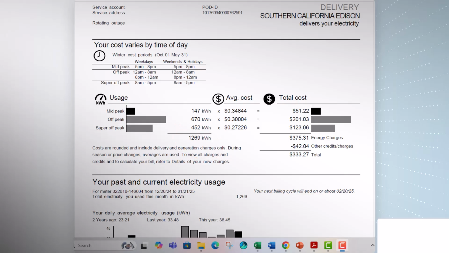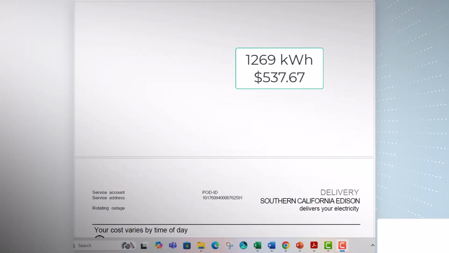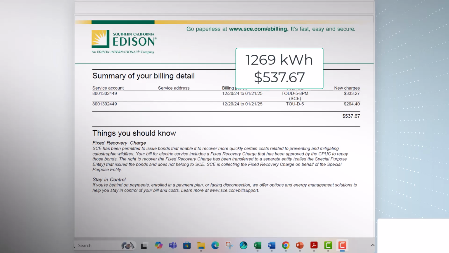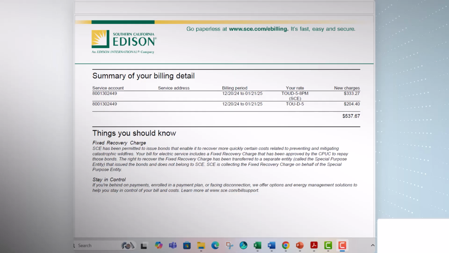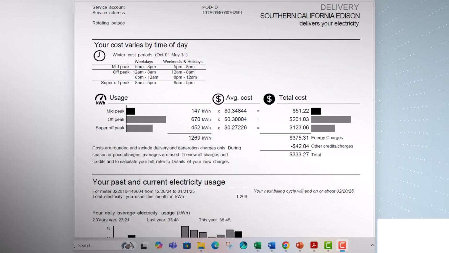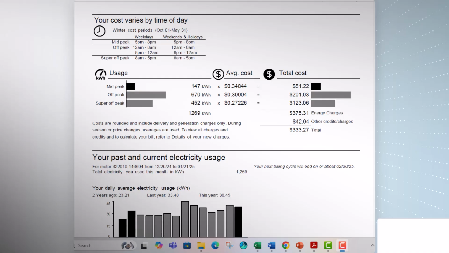So in summary, we have the total kilowatt hours, 1,269 kilowatt hours, and the total cost shows up right here as 537.67. Again, electrical bills have all sorts of billing rates depending on time of day and all sorts of charges. So we're going to keep it simple and include in our cost these two service accounts, and our total kilowatt hours is going to show up on this sheet as the sum in this table, the 1,269 kilowatt hours.